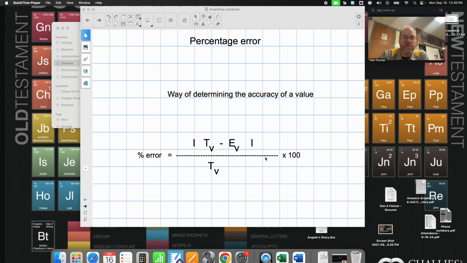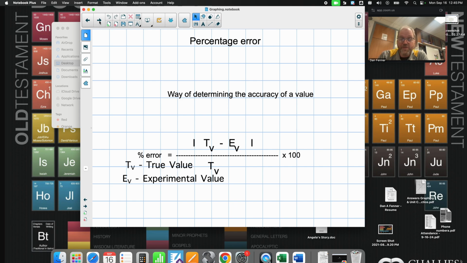Now, if you look at math terms, absolute value means the distance from the origin. If you want to be practical, all absolute value means is we don't have any negatives. The value is always going to be positive. Now, the value TV means true value, whatever we expect it to actually be. EV is experiment, what we get from doing the process of the lab or the experiment or the calculations, whatever we're doing. All right, so let's look at a problem.